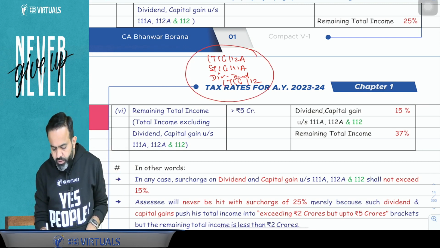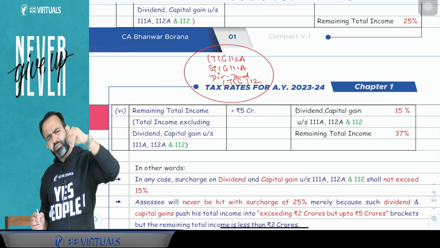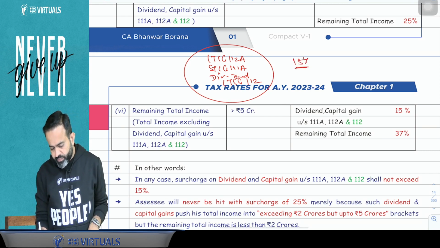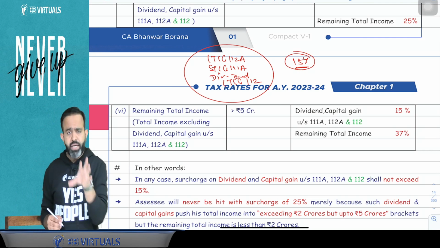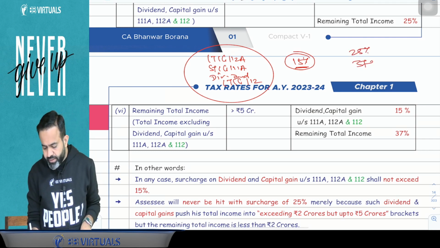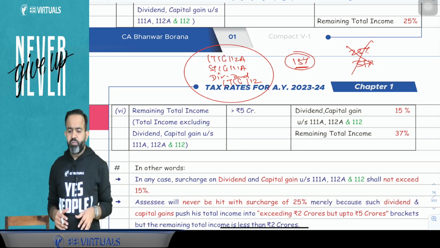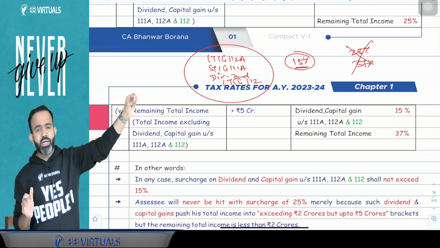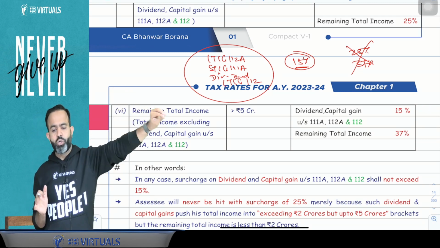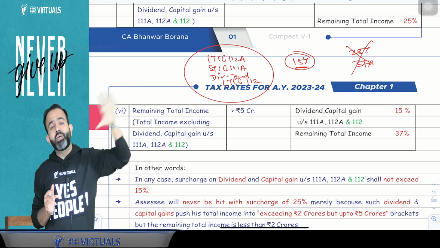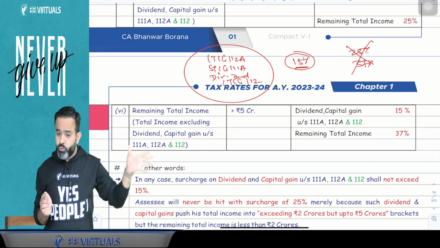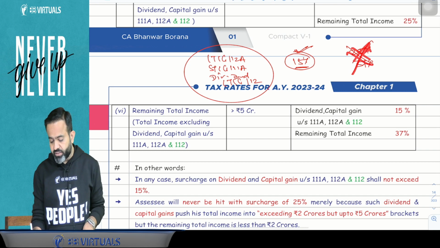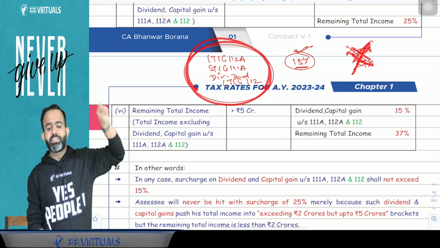Lawmaker says that on these 4 types of specified income, whatever the level of this income, maximum surcharge can be 15%. Maximum surcharge can be 15%. It means, guys, 25% and 37% surcharge not applicable, whatever the level of the income, even in case of long-term capital gain 112A or normal long-term capital gain or short-term capital gain 111A or dividend income, even if it is 10 crore, 15 crore, 20 crore, then also maximum surcharge can be 15%. It means 25% and 37% surcharge is not applicable on the tax on this specified income.